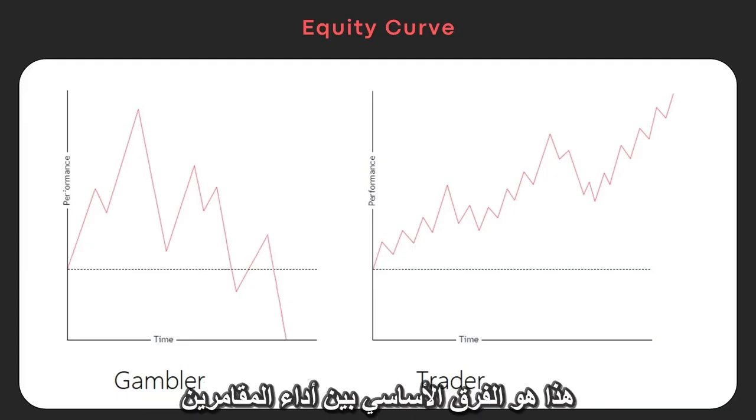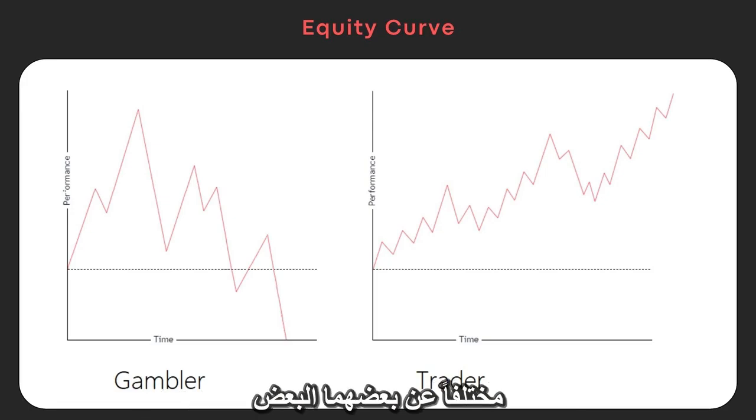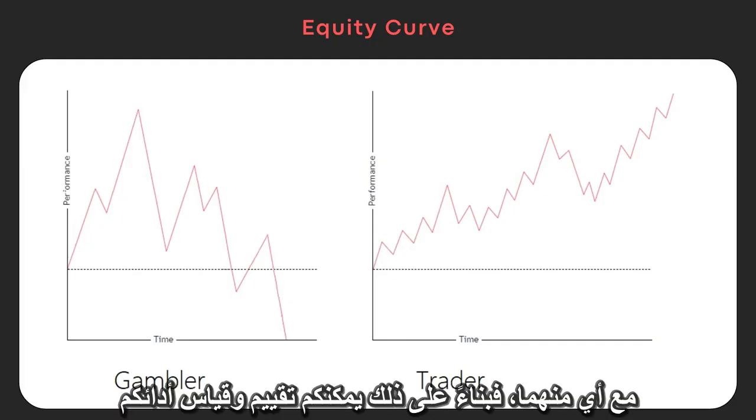That is the core difference between how gamblers and professional traders perform, and how their equity curves look different from each other, right? Now compare your equity curve with both of them, and if it shows similarity to either one of them, then based on that you can gauge and measure your performance, right?